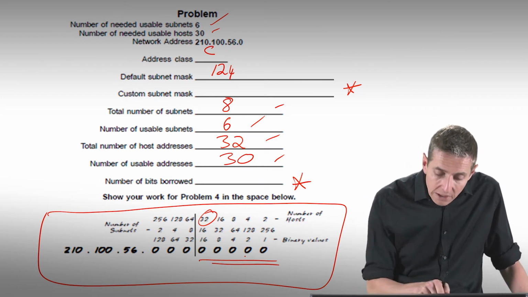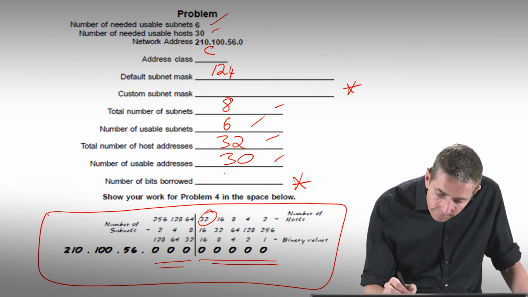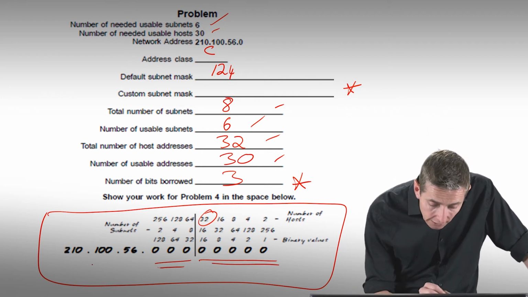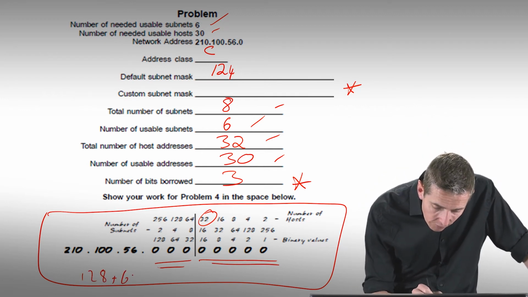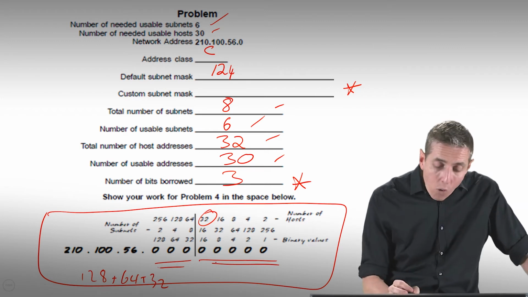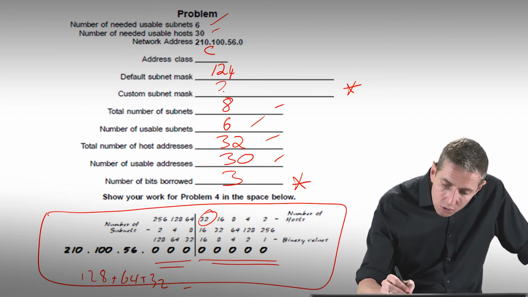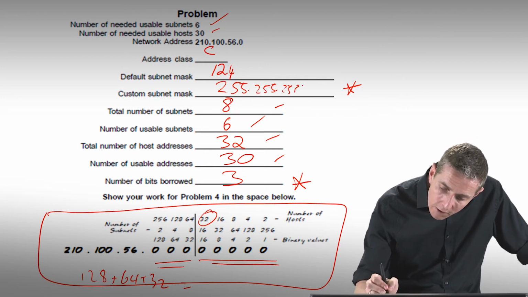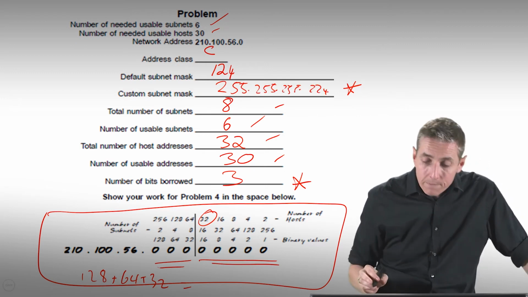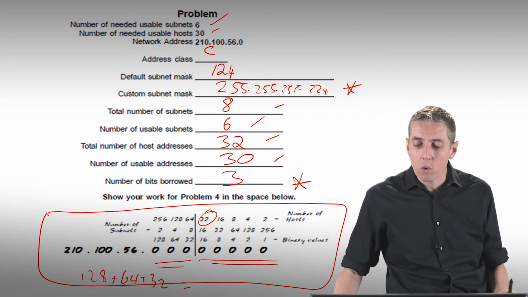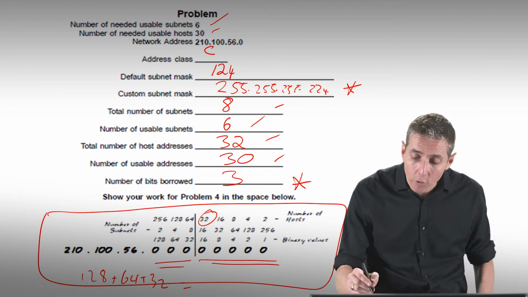So how many have we borrowed? We've borrowed these 3 here. 3 bits borrowed. And if we turn them on, we're going to have 128 plus 64 plus 32, which should give me 224. So it's going to be 255.255.224. Now, quick question before we go on, and I know this is going to rub out, which is going to be quite annoying. We've got 224 here.